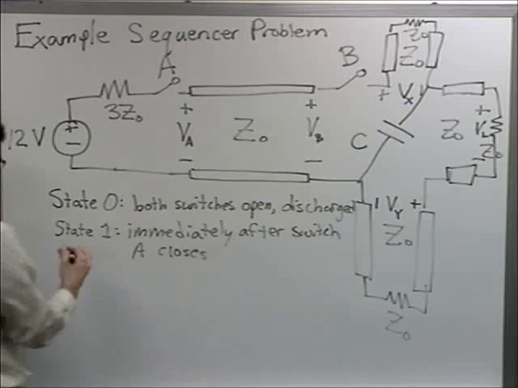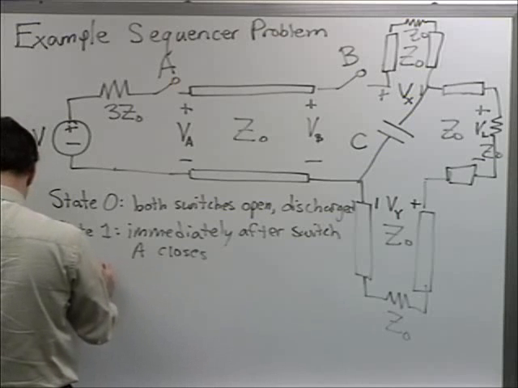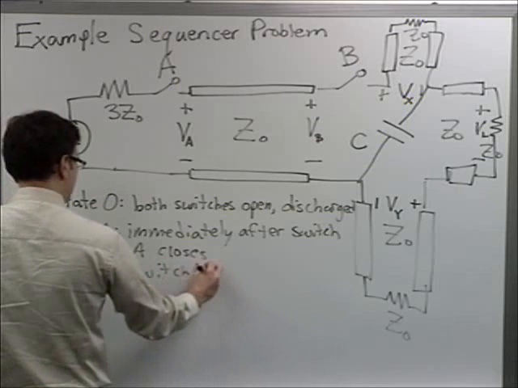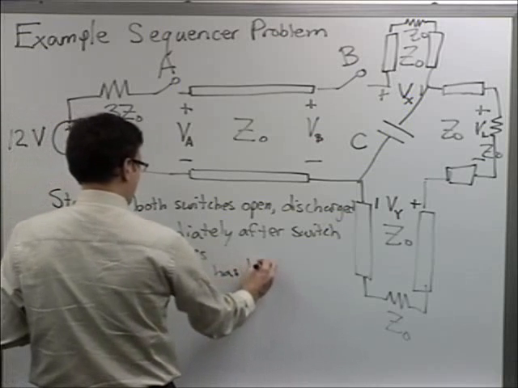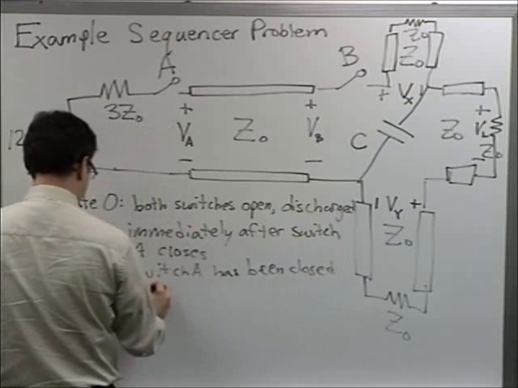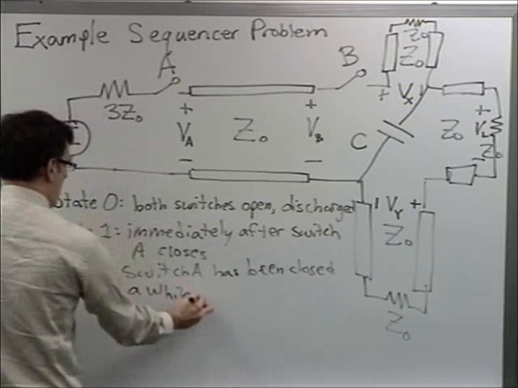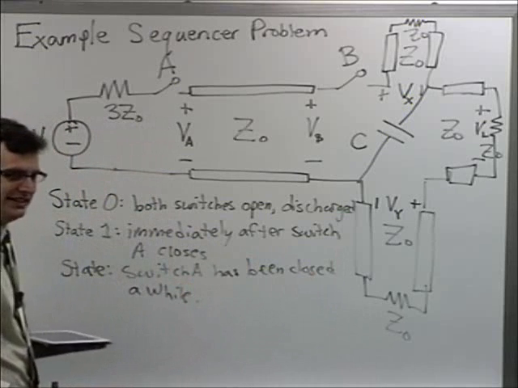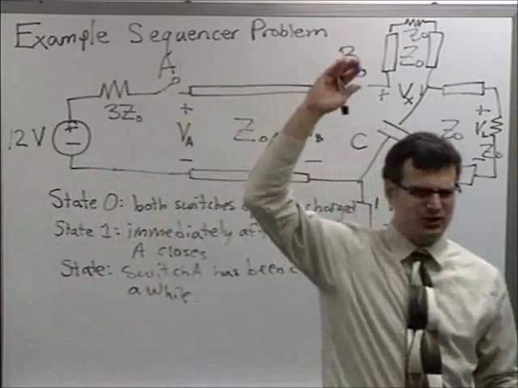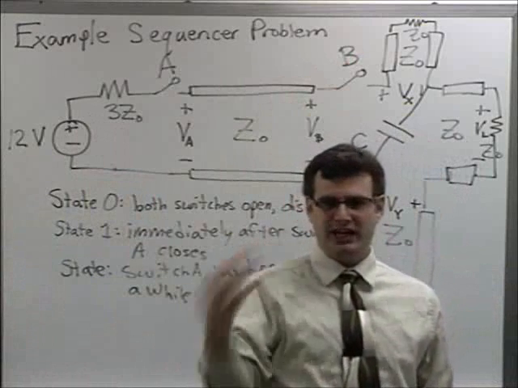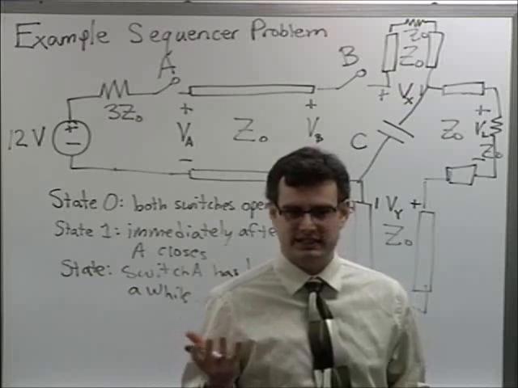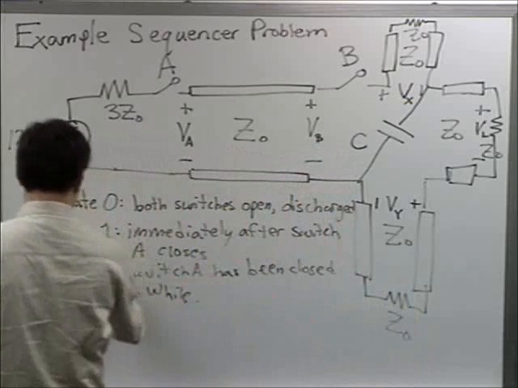Then the next key phrase, in state number 2, switch A has been closed a while. And that term, a while, electromagnetically speaking, means all of the transient behavior in reflections and capacitors charging up and everything has shaken out of the system. We've waited long enough so that they're behaving as their DC steady state circuit components. So that's going to be state number 2.